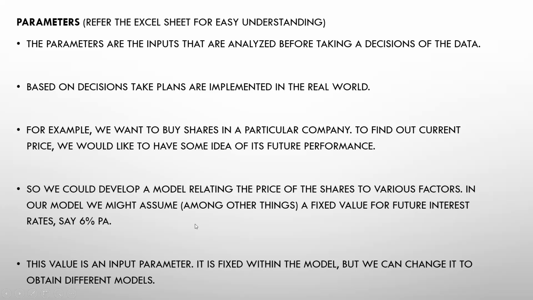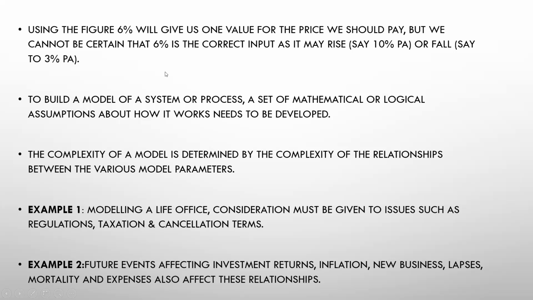So this means my rate cannot be fixed all the time. It could be fluctuating based on real-time scenarios, changing work environment, changing policies of tax or interest rates, any company rules or investors' confidence, all the dimensions. So using this figure of 6% for the time being will give us one value for the price we should pay. But we cannot be certain that 6% is a correct input, as it may fluctuate. That is, it may rise to say 10% per annum or fall to say 3% per annum.